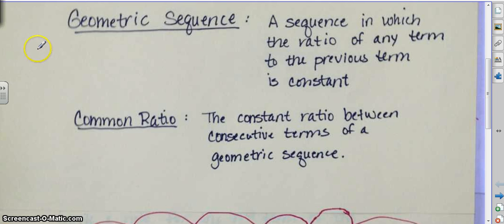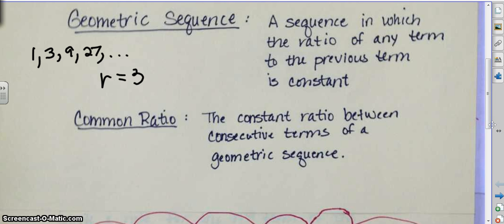What this means is if I have a sequence like 1, 3, 9, 27, and so on, I'm taking 1 times 3 to get 3, 3 times 3 is 9, 9 times 3 is 27, and so on. So that 3 that I'm multiplying to get each next term is called my common ratio, which is the next vocabulary word: the constant ratio between consecutive terms of a geometric sequence.